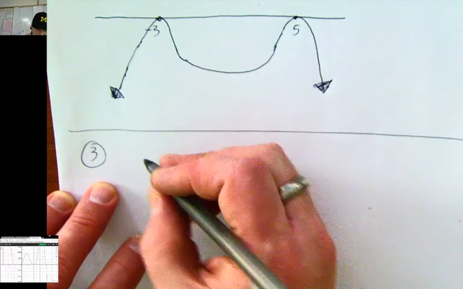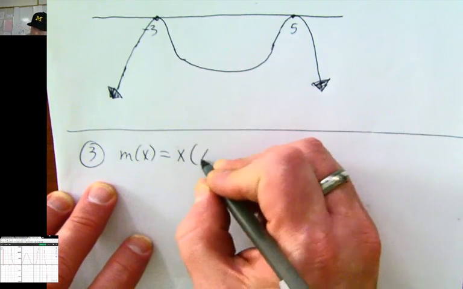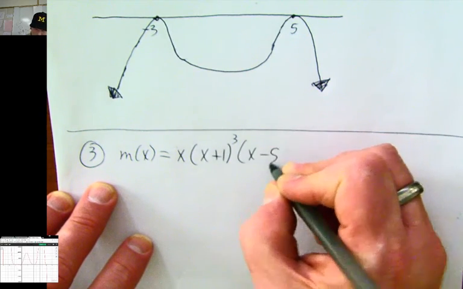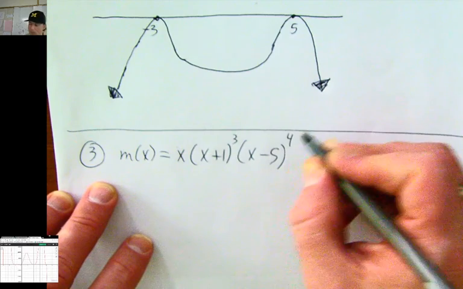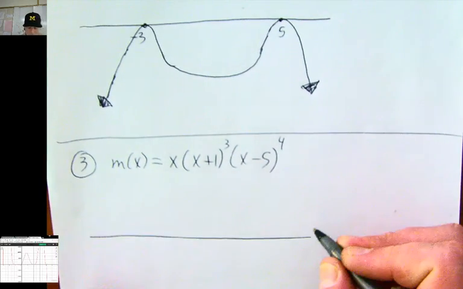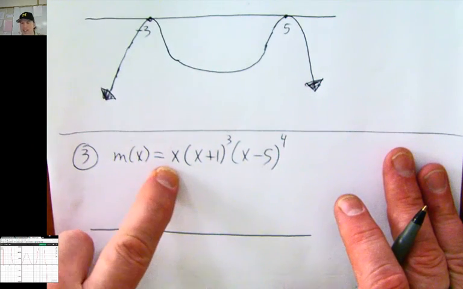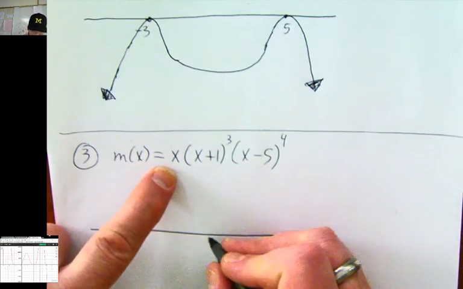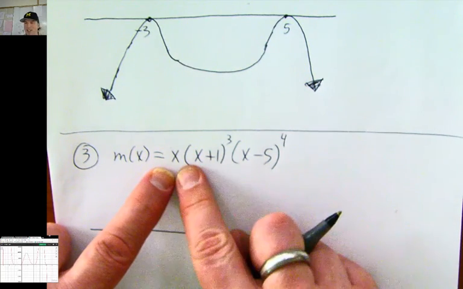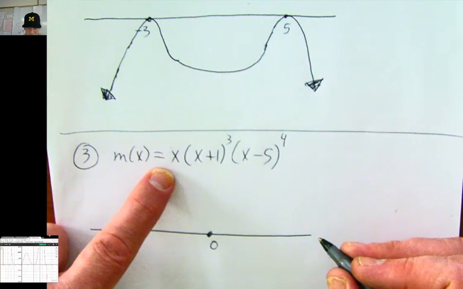Example 3. M of x equals x times x plus 1 quantity cubed and x minus 5, all that to the 4th power. All right, now, people frequently make mistakes on this problem because of this x here. That means that there is an x-intercept at 0. X is just like saying x minus 0. So we have an x-intercept at 0.